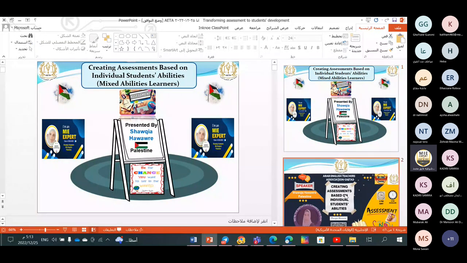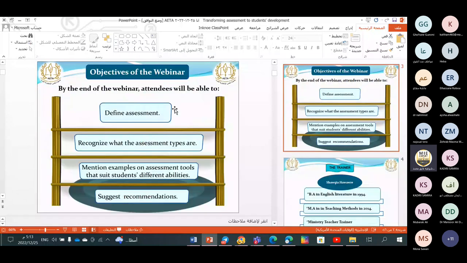So what are the objectives of the webinar? Of course, there are many objectives. By the end of this webinar, attendees will be able to define assessment first, then recognize what the assessment types are, then mention examples of assessment tools that suit students' different abilities. And finally, we will let you suggest some recommendations in order to achieve these goals.